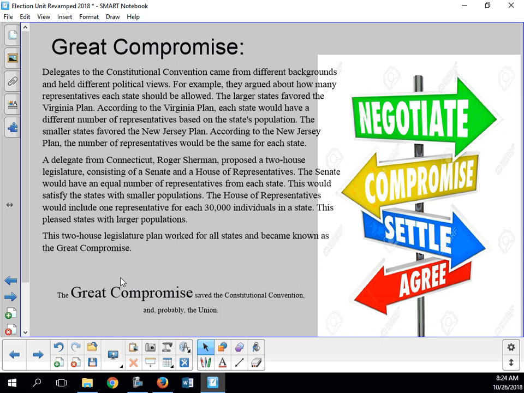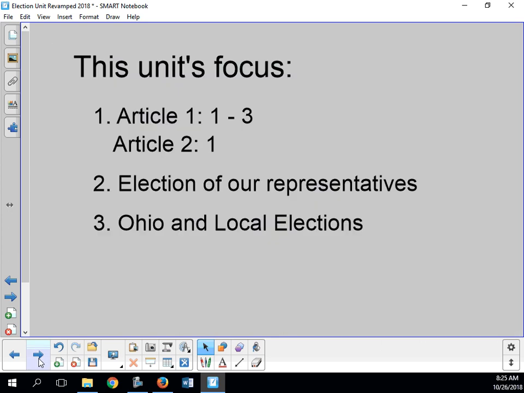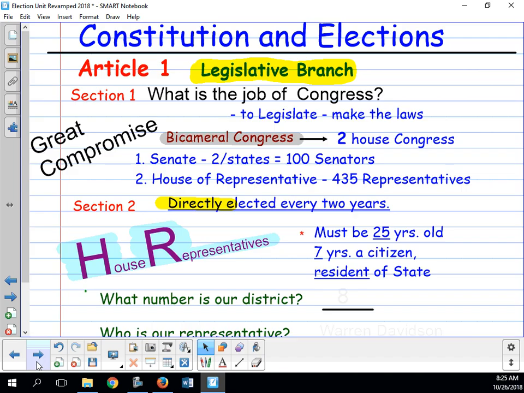So instead of trying to figure out some sort of ratio and such, they decided they would do two things. First, they would create Congress, and second, that would be divided into two parts. Okay? And that was known as a bicameral Congress. This Great Compromise, without it, we wouldn't have, first of all, a Constitution. So these are the areas we're going to focus on.